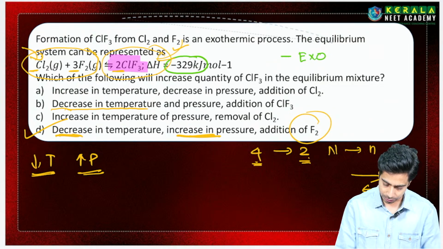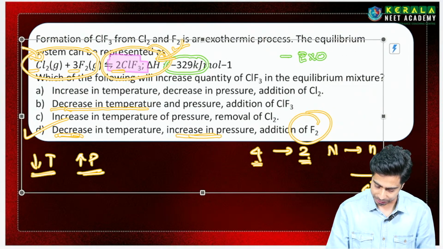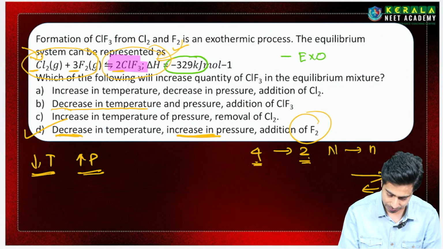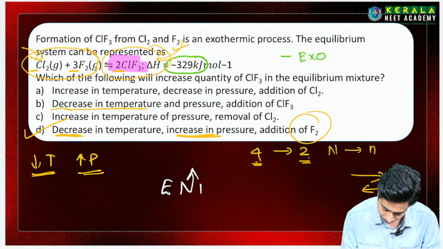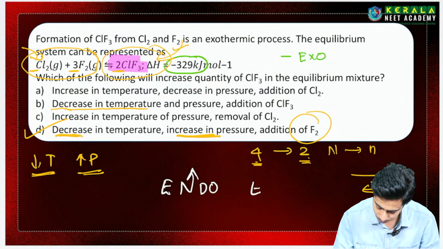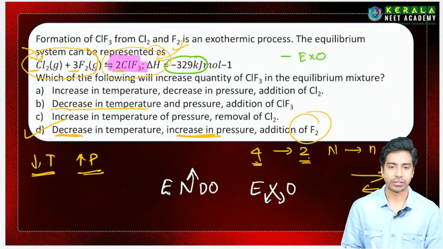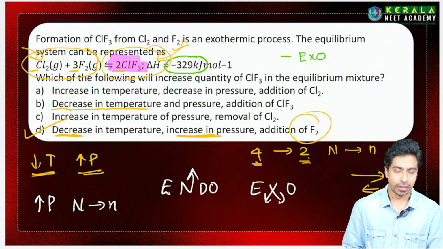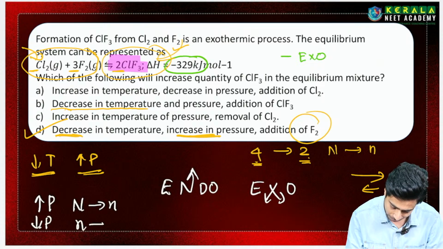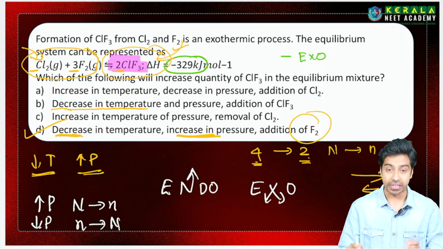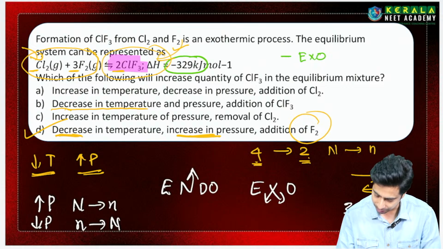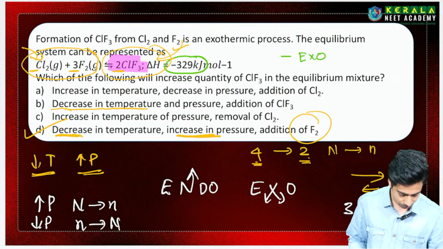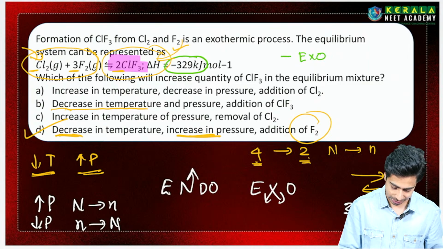Is it clear? So take down those shortcuts. High temperature will favor endothermic. So you can remember it like this: endothermic with high temperature, exothermic with low temperature. High pressure favors capital N to small n, low pressure favors small n to capital N. If the number of moles is the same, say 3 and 3, reactant 3 and product 3, there is no effect of pressure. Okay, so we'll see different types of questions.